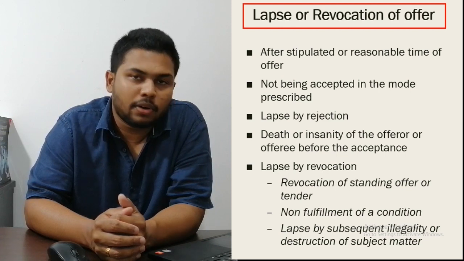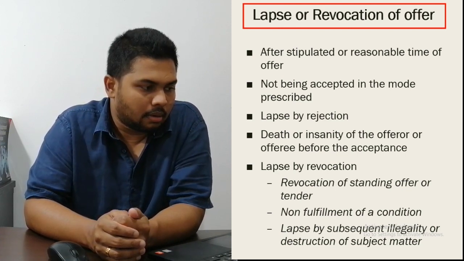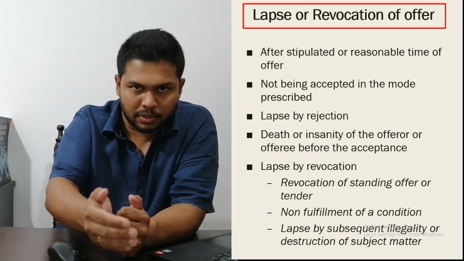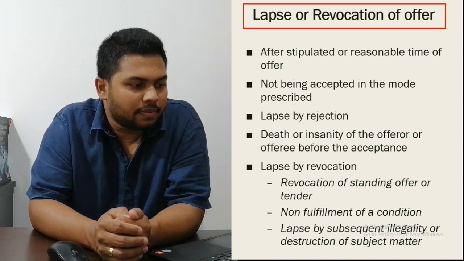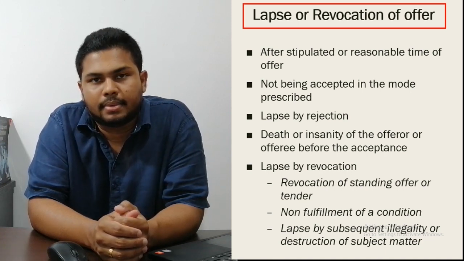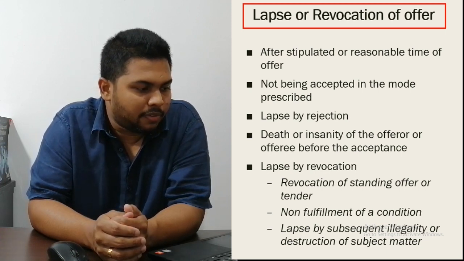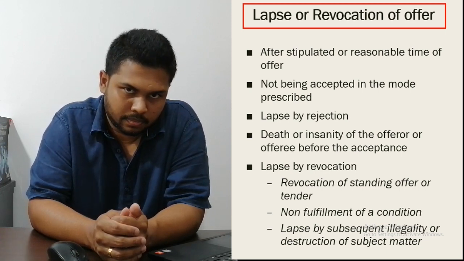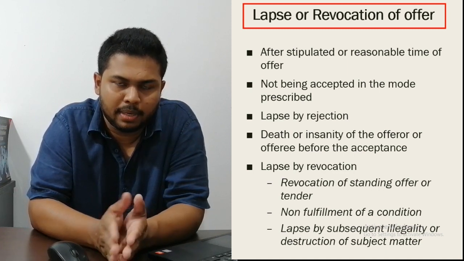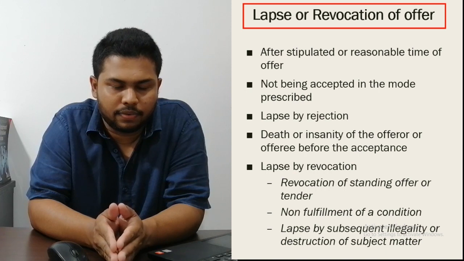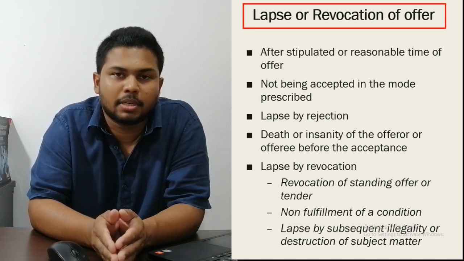Revocation of standing offer or tender. There are three ways, right? Of course, you can ask to withdraw that particular offer. That is what you call revocation of standing offer or tender. So that's one way of revoking. Non-fulfillment of a condition, right? Because of the non-fulfillment of a condition, you can revoke the offer. The third one is lapse by subsequent illegality or destruction of subject matter.